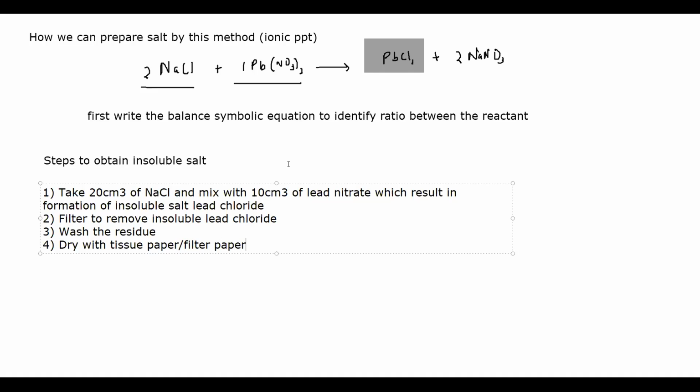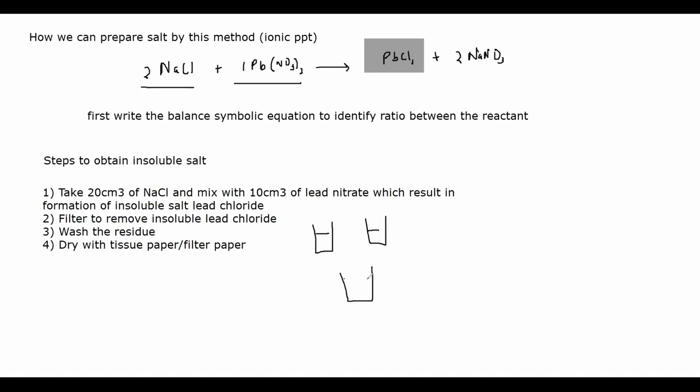Is it clear how we prepare this insoluble salt? So we have two salt solutions, we mix them together. The moment we mix the two salt solutions with each other, this will result in a formation of a solid, the insoluble salt. And how can we remove this insoluble salt? By filtration. And when we do filtration, we will just wash the residue. Residue means what is left on the filter paper, the insoluble solid, and then dry by using a tissue paper or a filter paper. Some of the salt we can also dry in an oven.